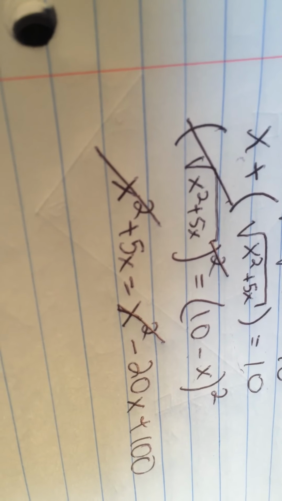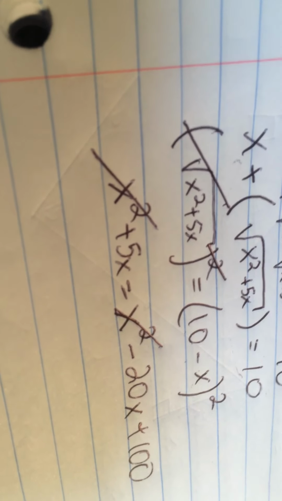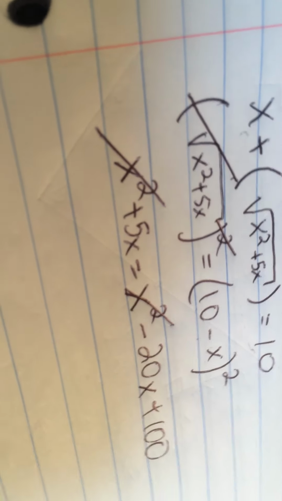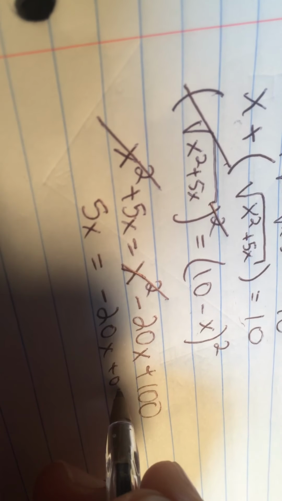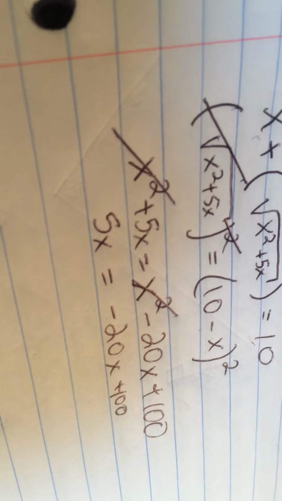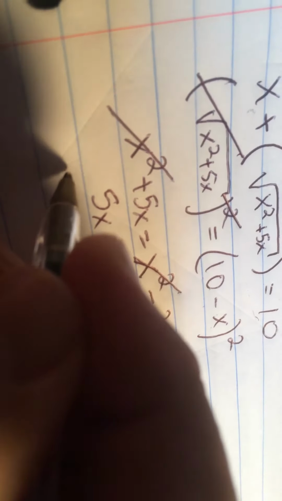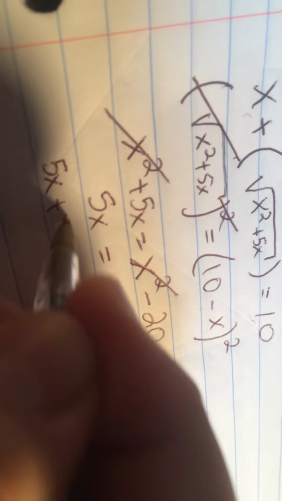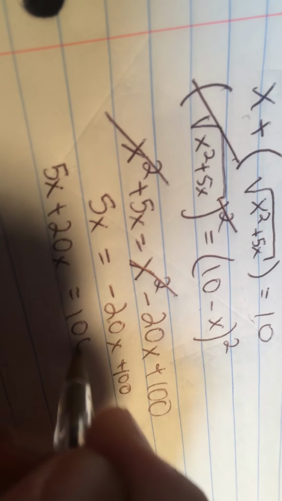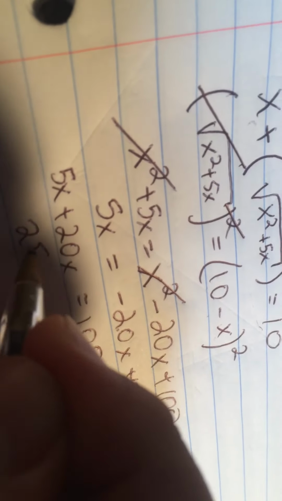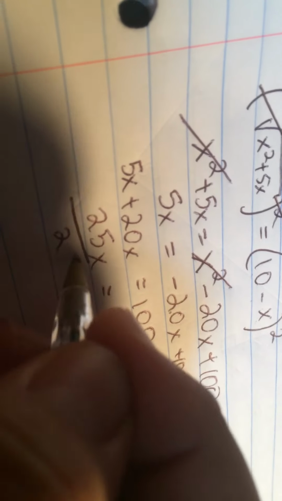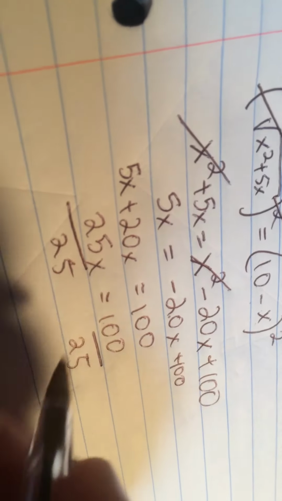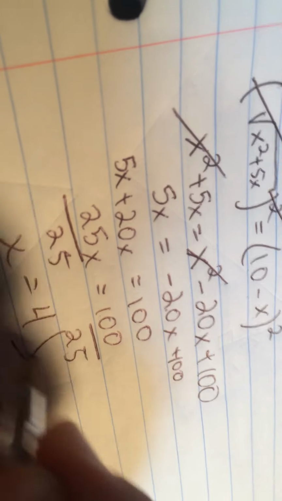They have the same number, same symbol, same variable, same power, so they are eliminated. And then we just solve. 5x is equal to negative 20x plus 100. This one moves to the other side, so we have 5x plus 20x equals 100. 25x equals 100. Divided by 25, divided by 25, x is equal to 4.